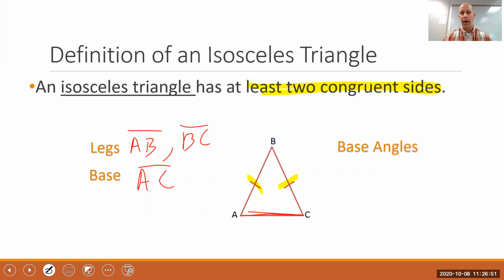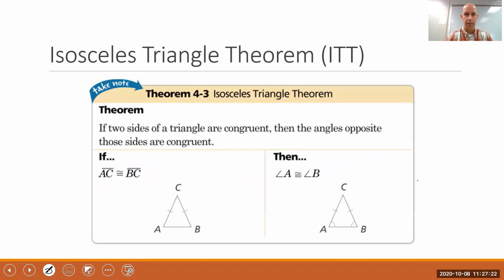The angles also have special names. If you look at one of the legs and the angle formed by joining the base, that's a base angle, and of course the other base angle is this one right here. It's formed by the base and a leg. Where the two legs come together, this angle, angle B, is called the vertex angle of the isosceles triangle. So that's a little bit of terminology.